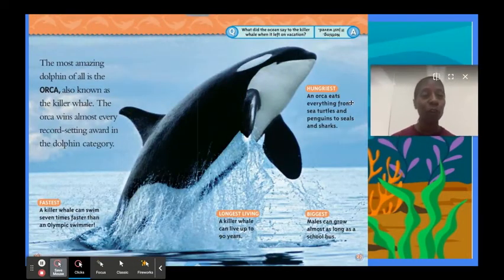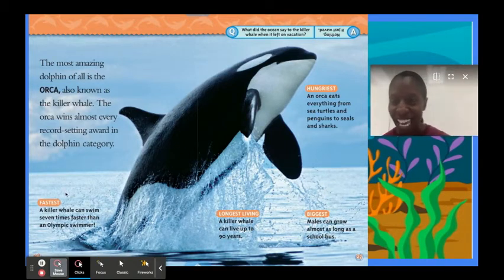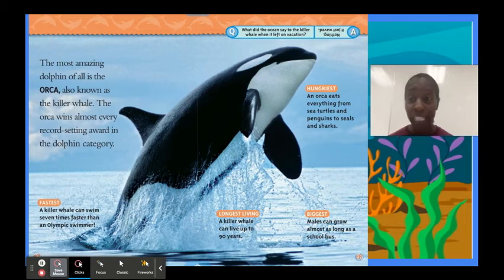I'm going to move myself over. Now, we're going to read about this amazing dolphin, Orca. And we're only reading the captions because we read about it yesterday. Fastest, a killer whale, and another name for orca is killer whale. A killer whale can swim 7 times faster than an Olympic swimmer. Wow.